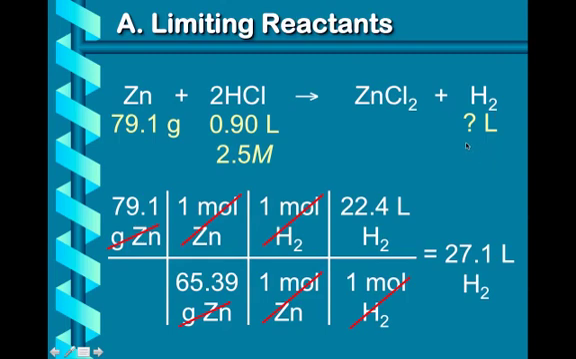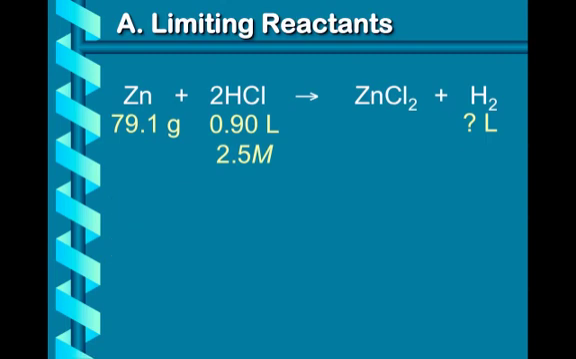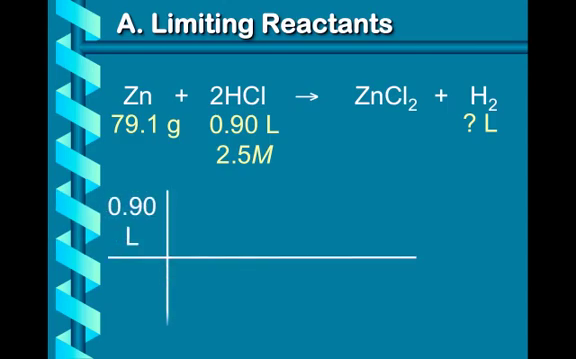Now, we need to determine how much hydrochloric acid we have. That's going to give us a different proportion. In order to do that, we must start with 0.90 liters of hydrochloric acid. To go from liters of a solution to moles, we must use molarity. The molarity that we were given is 2.5 moles per 1 liter. Liters are going to cancel. We're now in moles of hydrochloric acid, and we have to go to moles of hydrogen.